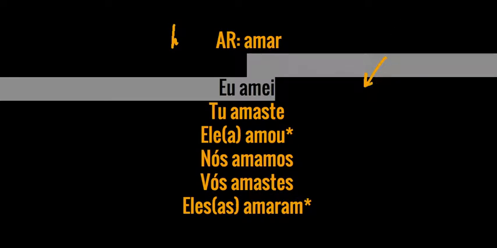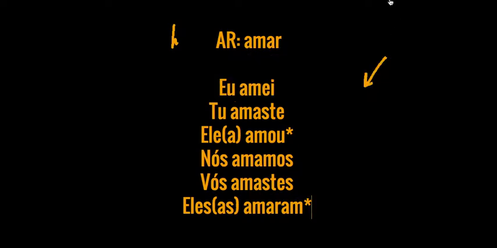Here we have, for example, the verb amar, to love. So, eu amei, I loved. Tu amaste, you loved. Ele, ela amou, he or she loved. Then, nós amamos, we loved. Vós amastes, you loved. And then, eles, elas amaram, they loved.